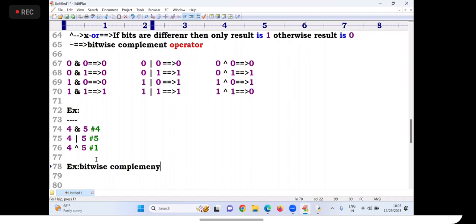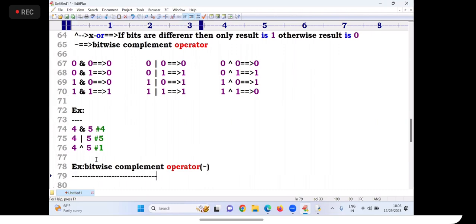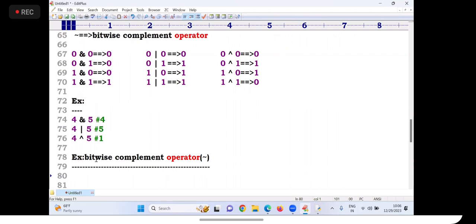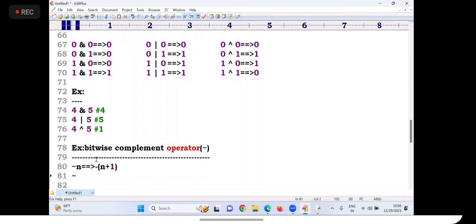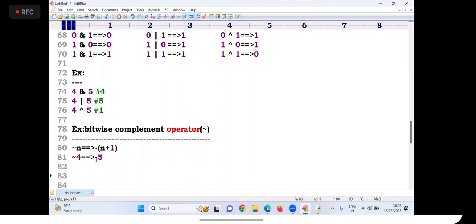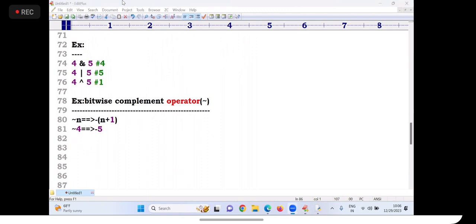But that is also applicable only: minus of n plus 1. But how it works internally, no one can tell. I will reveal that story one fine day. Bitwise complement: negation of n is minus of n plus 1. And negation of 4, I am going to get minus 5. Sorry, minus 5. Negation of minus 1, you have to tell.